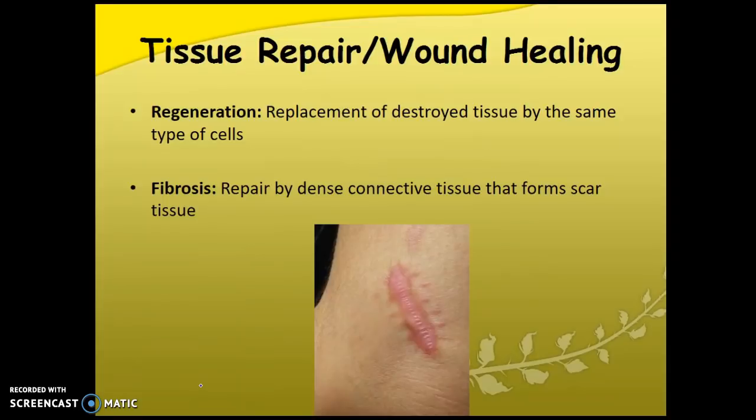First is going to be regeneration, which is the replacement of the destroyed tissue by the same type of cell. So this is if you have a small cut and then you just get new skin kind of on top of it. And then the second type of wound repair is called fibrosis. This is where you're going to have scar tissue forming because there was a deep cut.